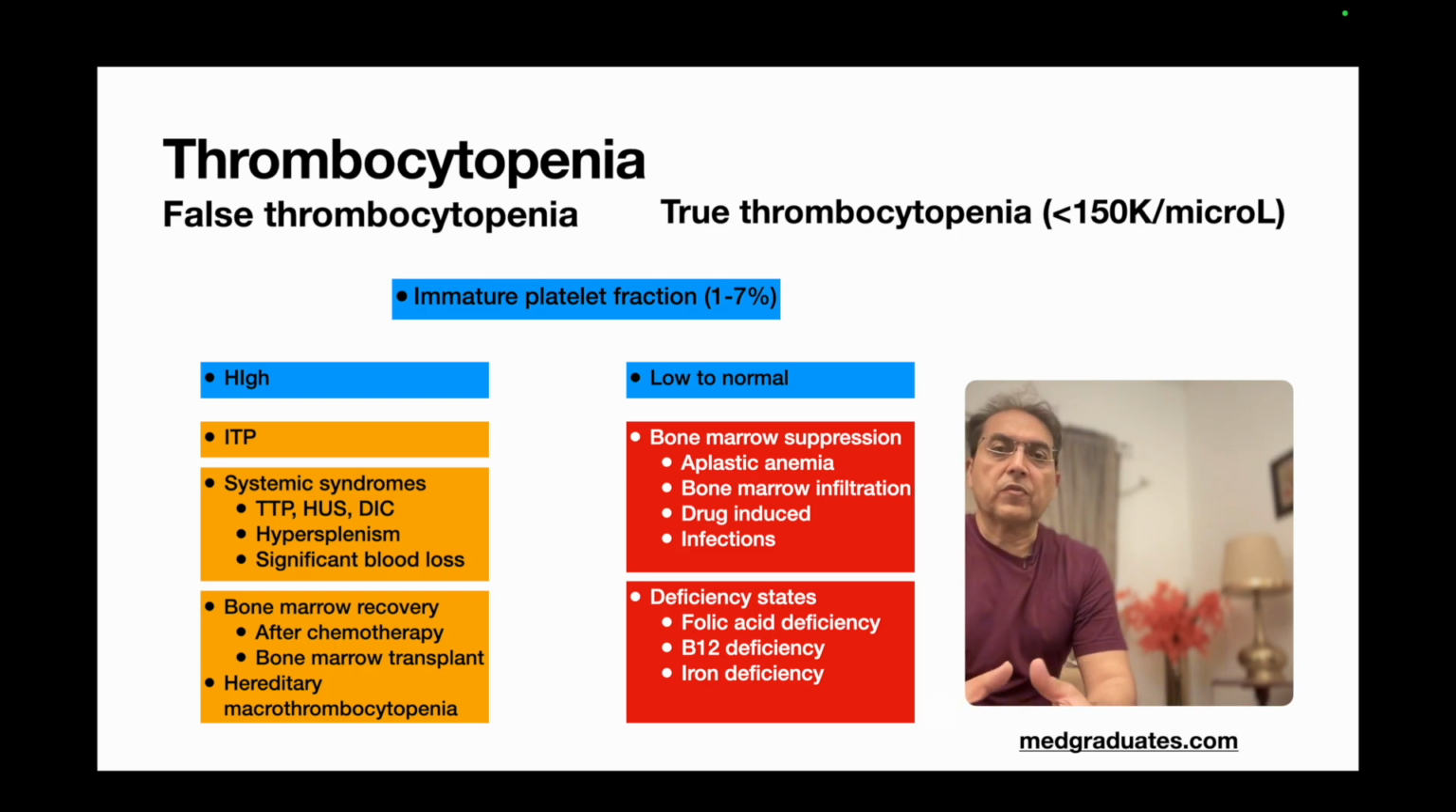So now when you see a patient with thrombocytopenia, see if the immature platelet fraction is going up or falling. If the immature platelet fraction is high, that means the bone marrow is working and the platelets are being destroyed or consumed in the periphery, while if the immature platelet fraction is low or normal, this means the bone marrow is not able to compensate for the loss of platelets. So it means the bone marrow is not properly working, which may be aplastic anemia or bone marrow replacement or drug or whatever. So this is how you evaluate a patient who comes with thrombocytopenia.